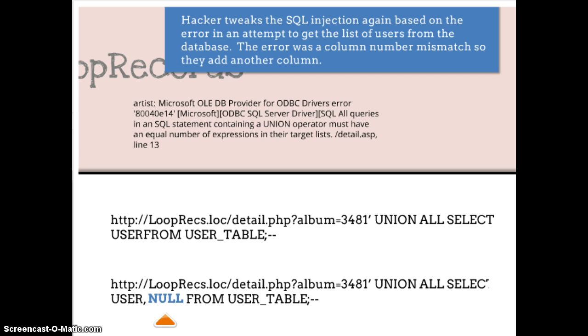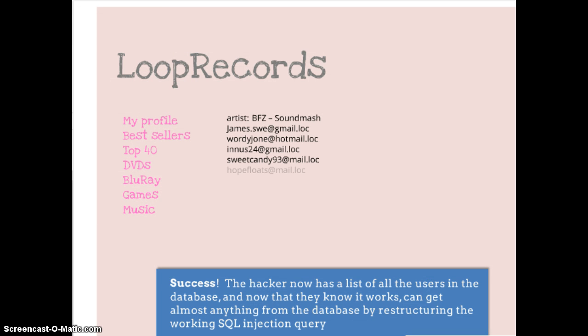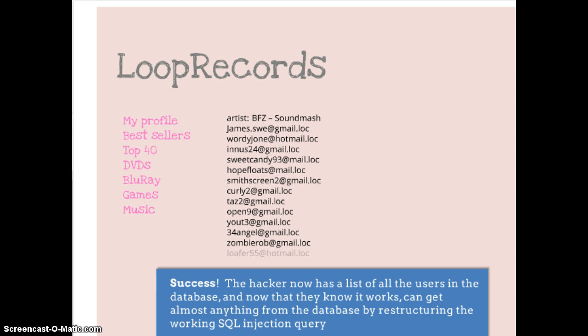This is why giving error messages is a big help for hackers in trying to perform SQL injection. The hacker is now successful in performing a SQL injection. You can see that user information is coming back from the database where the artist information normally would be. And that's because both the artist information and the user tables are both being returned at the same time. The hacker can now restructure the query to gather other information from the database, or maybe at some point even try and alter it.